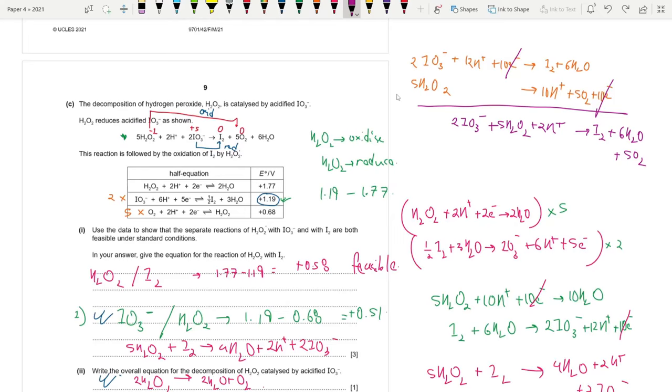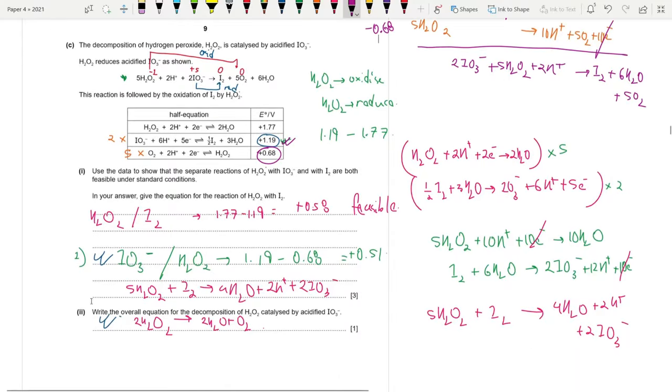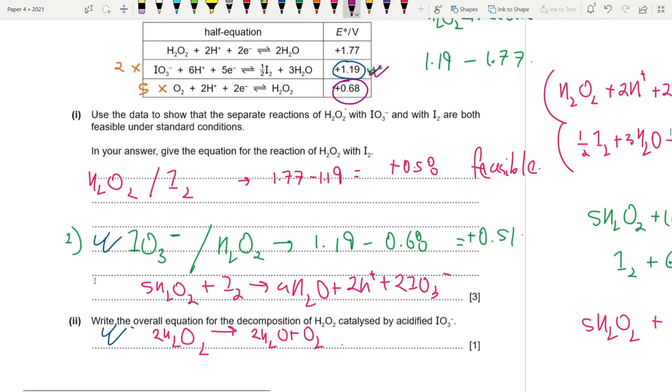Why? Because the reduction potential for iodate is plus 1.19, and the oxidation potential for hydrogen peroxide to oxygen is actually minus 0.68. We need to change the sign. So what's the end result? 1.19 minus 0.68 is plus 0.51. That's what we are showing here. The E cell for this half cell, the iodate hydrogen peroxide half cell, is plus 0.51, therefore it is feasible. That's the first equation.